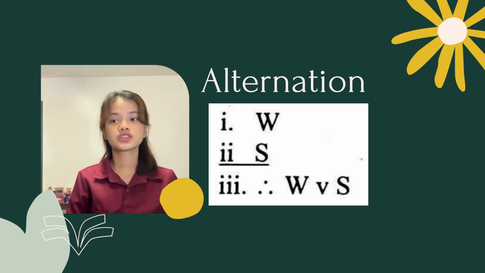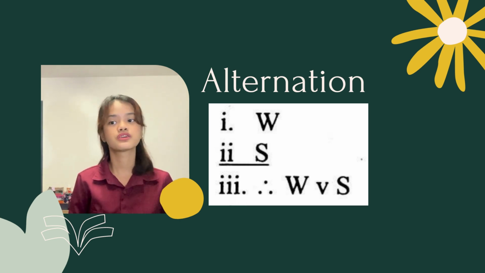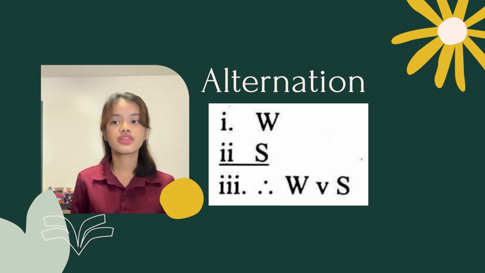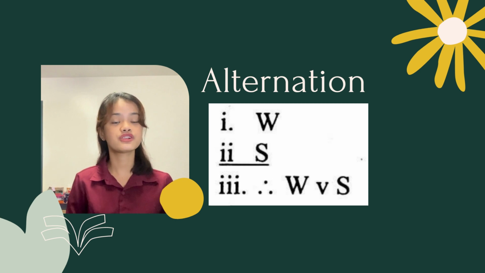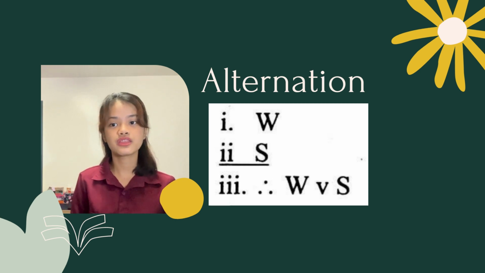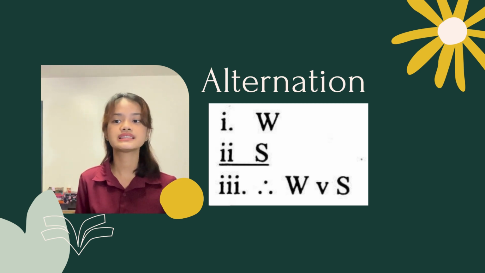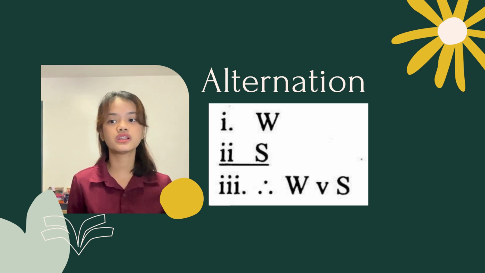The argument structure of alternation is as follows. First, A, second, B, and for our conclusion, therefore, either A or B. Remember sa discussion ni Toni na yung letter V dyan ay nagsastand sa either or. Kaya nagiging therefore, either A or B. Uulitin ko lang na we can still form an alternation kahit false yung isang statement as long as one of the statements is true and hindi sila parehong false.